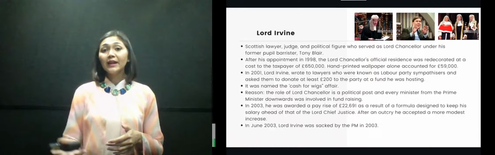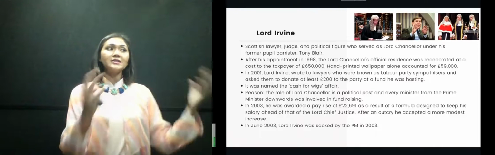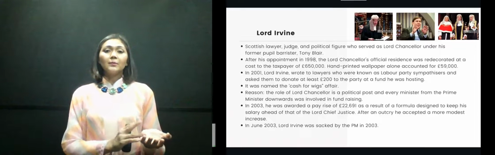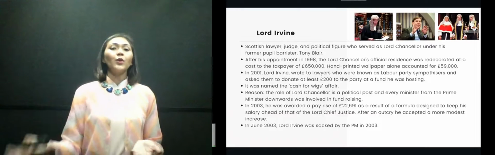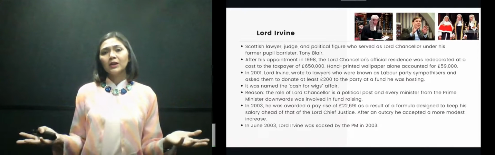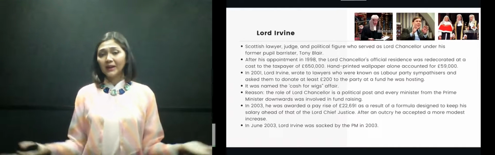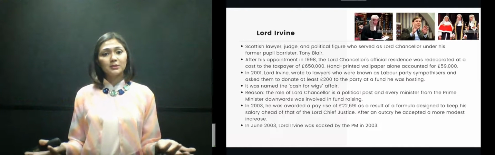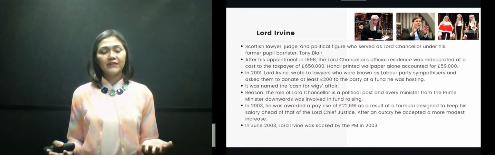Then he raised another controversy. There's another issue with regards to him, when he organized a party for people who were known as Labour Party sympathizers. He got people to come and donate at least £200 to attend his party. So it's not good in the eyes of the public. You have a person who sits as a judge, a member of the executive and legislature, organizing a party in the first place. And if you want to come to the party, you need to pay at least £200. That party, if you Google it, is known as the Cash for Peerages affair.